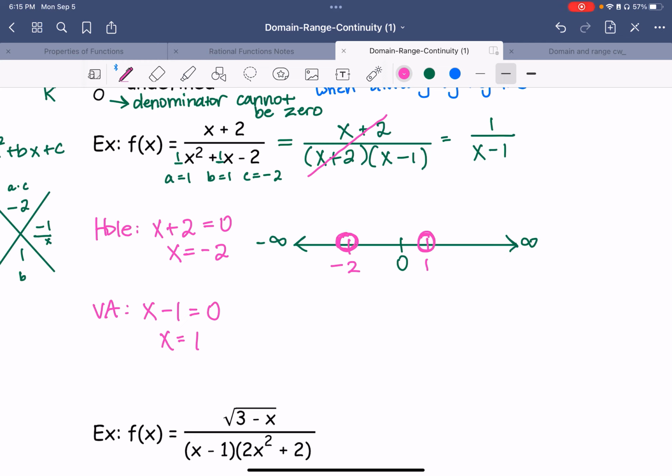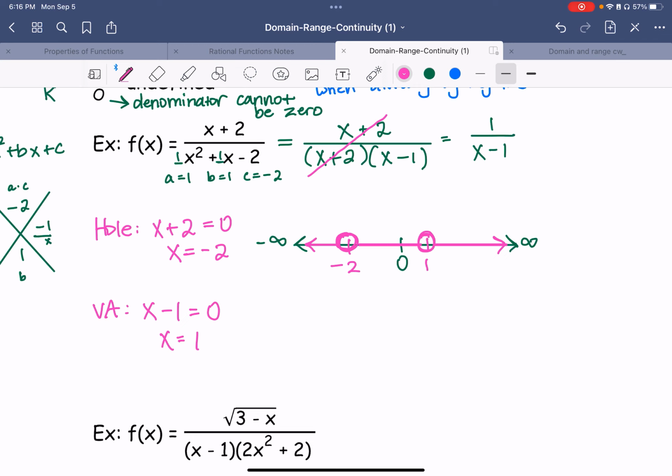Okay, now rational functions, again, is when you have variables in the denominator. The domain of rational functions is all real numbers except where you have a hole and except where you have a vertical asymptote. So this one will be all real numbers, everywhere except the hole and the vertical asymptote.